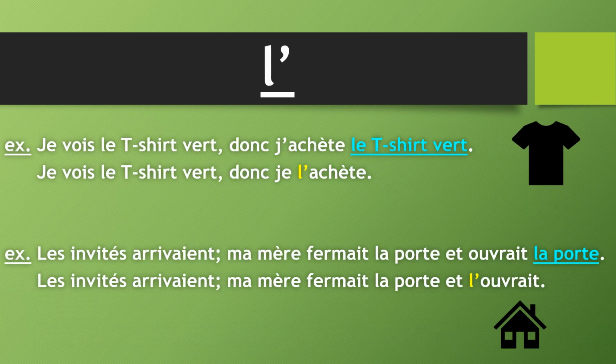In some cases, when you're replacing a direct object with the pronoun le or the pronoun la, the pronoun might end up right before a verb that starts with a vowel. This is where the pronoun l'apostrophe comes into play. Let's take a look at the two examples that you see before you.